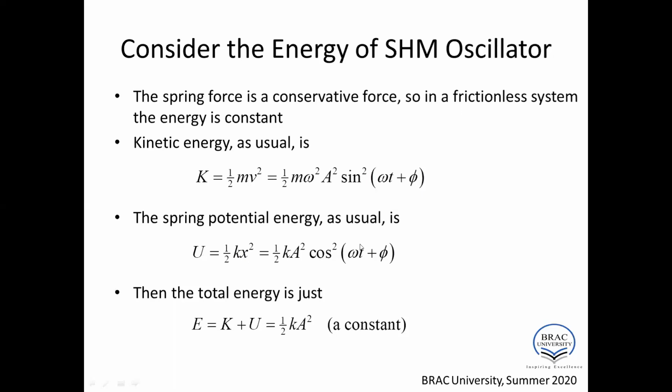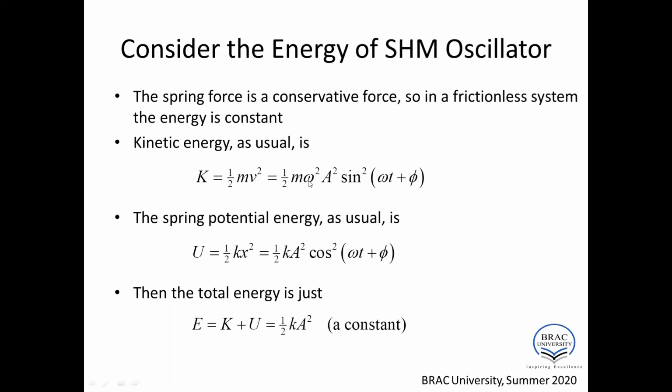From this equation, we can see that maximum potential energy also depends on cos(omega t plus phi). The maximum value of cos(omega t plus phi) is 1. Then the maximum potential energy is half k A square. Then the total energy, or total mechanical energy, is the sum of the kinetic energy and potential energy. So total energy E equal to K plus U, which is equal to half m omega square A square sin square(omega t plus phi) plus half k A square cos square(omega t plus phi).